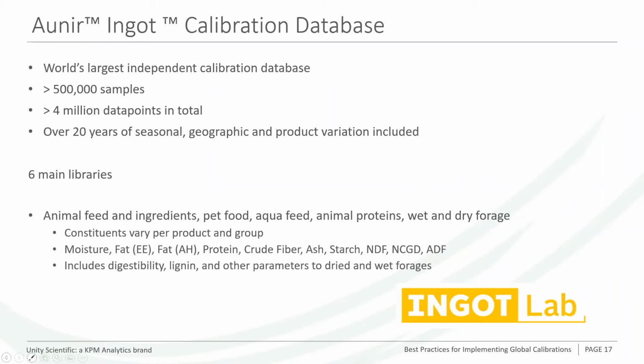So going back to my fish meal story, Aunir has put together the work over many years to collect a very wide range of samples in these calibrations. They're organized into 6 main libraries: animal feed and ingredients, pet food, aqua feed, animal proteins, wet and dry forage. The constituents vary per group. The one I'm going to talk about is the animal feed and ingredients, and it's these proximate parameters here that are involved.